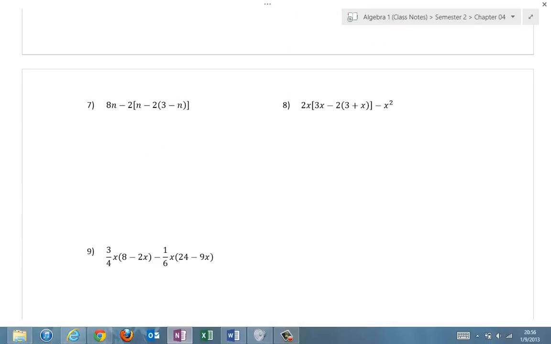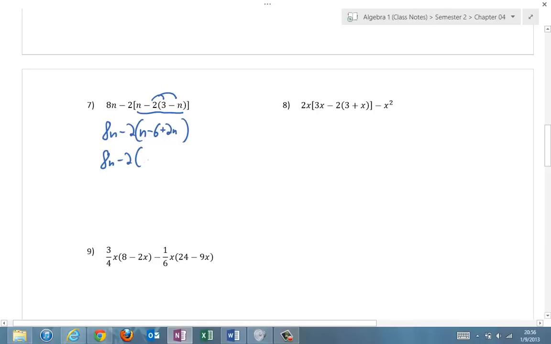Flip the page around to the back. We have some grouping symbols within grouping symbols, so we have to follow the order of operations. I'm going to keep this as 8n minus 2 with a giant set of parentheses around what's going on here. If I look at that, I have to actually distribute the negative 2 before I can worry about that n minus part. So I've got the negative 2 times 3, it's negative 6, and negative 2 times negative n, which is positive 2n. I'm going to do one more step and simplify within those parentheses following the order of operations: 3n minus 6. Now I'm going to distribute the negative 2.